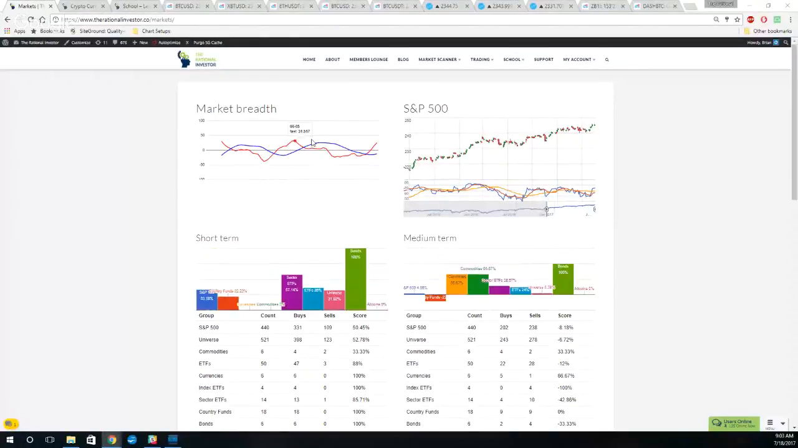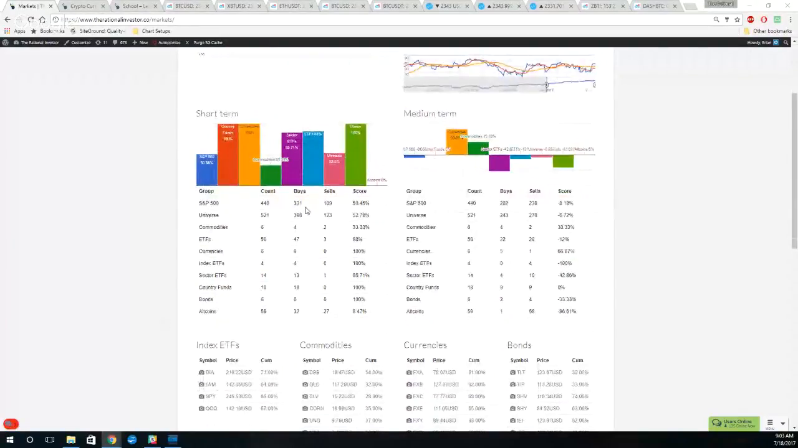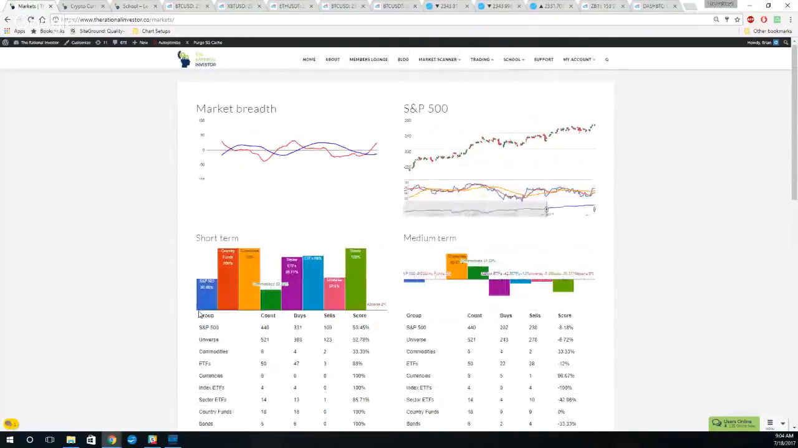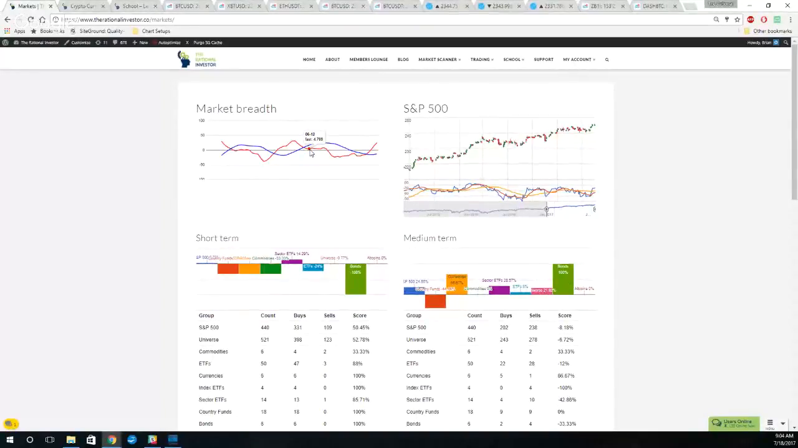And this image that you're seeing is nothing more than the entire universe that we follow. Keep in mind, we're following 521 different issues across commodities, currencies, sectors, bonds, even crypto now. It's just the cumulative picture: what's the tide? Is the tide going in? Is the tide going out? Kind of thing.